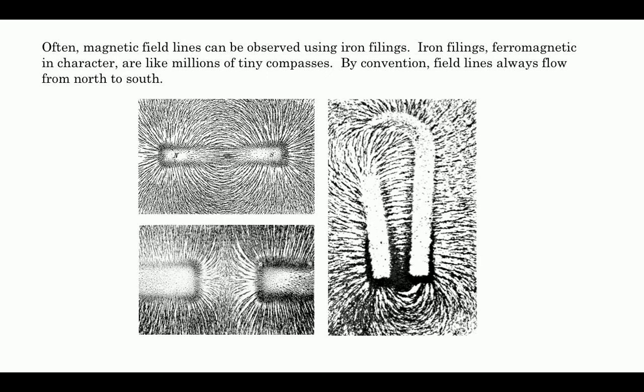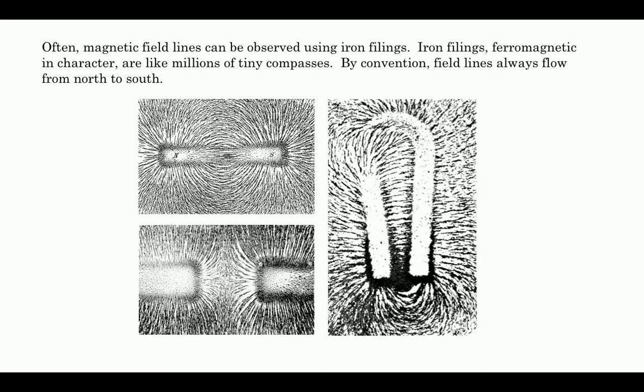So here are three main images that, if you do a Google search of magnetic field lines, you'll pull up these really nice iron filings diagrams, and you can see the nature of what these field lines look like.